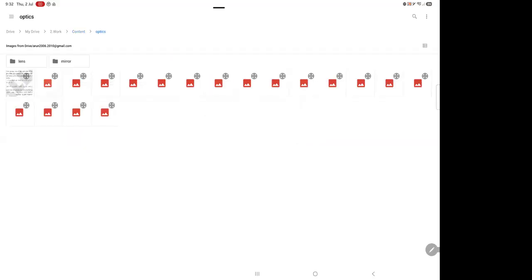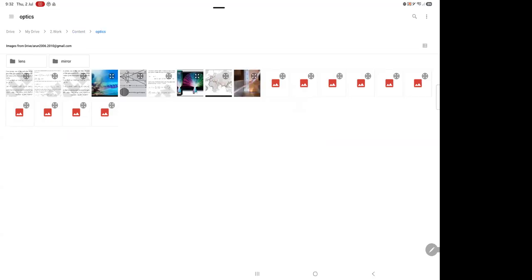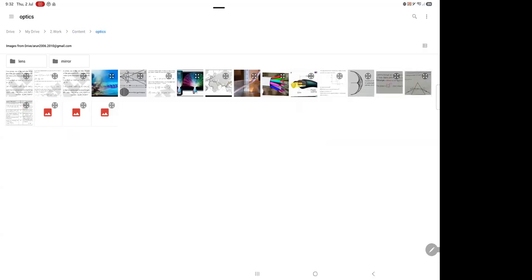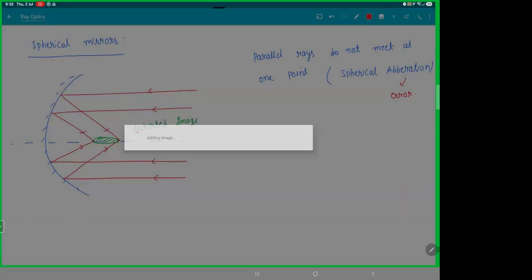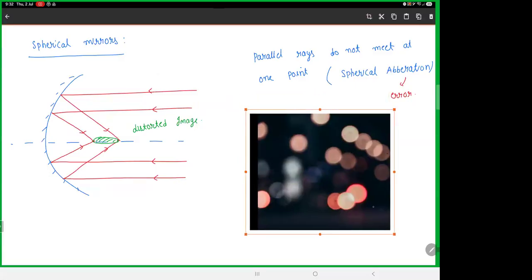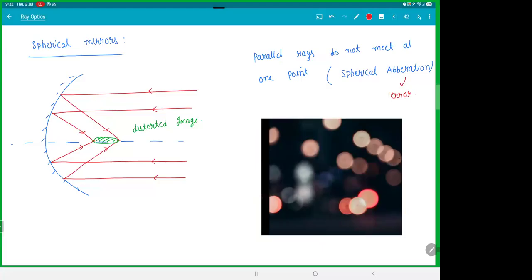People with glasses, right? If you remove your glasses and look at a bulb, how do the images look? They don't look clear. They look like a blur, isn't it? Or even during the rainy season, if you look at the bulbs outside through a glass full of water droplets, you will see that blur. And this is how the images look. Isn't this how it looks for people without glasses?